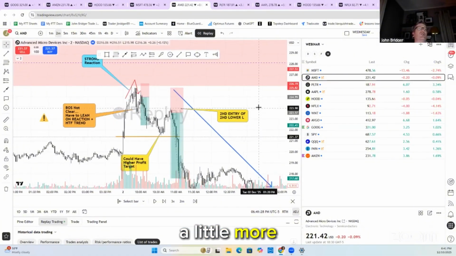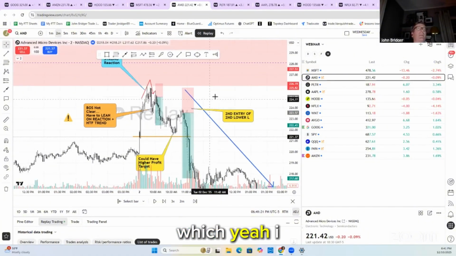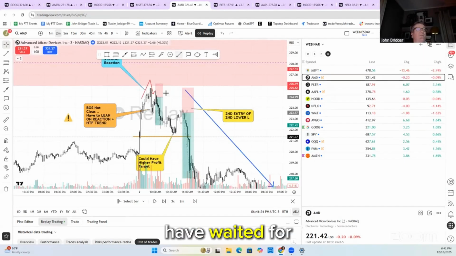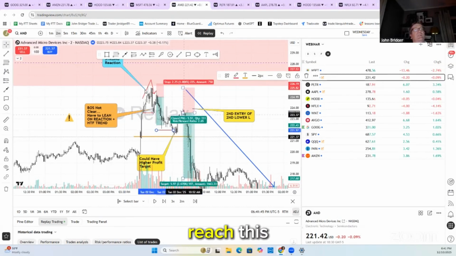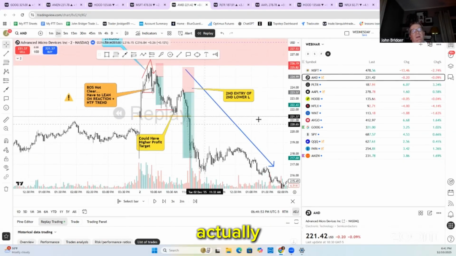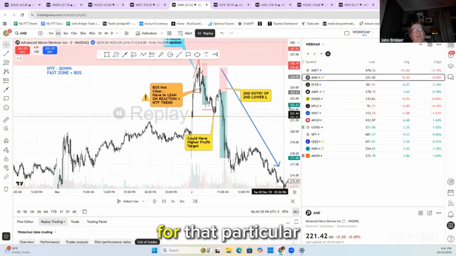Now, if you want to be a little more conservative with this, which I probably would have done myself, I would have waited for two lower lows. So you got one low here, and then you get your second lower low here. Then play the retrace. Since this was the 50% retrace high, you can use that as your stop. You could have actually shorted that second lower low. Actually, probably had a higher profit target for that particular situation.